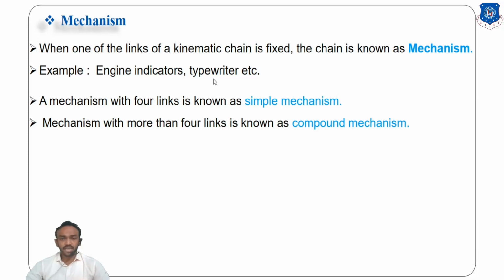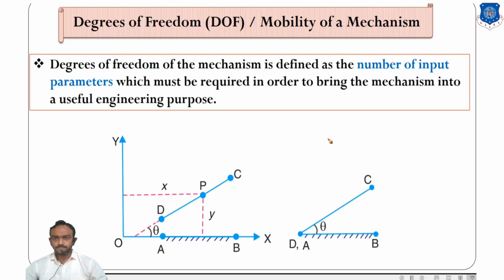Okay, as an example, you can see the engine indicator and typewriter, which are mechanisms, because they give motion as an output. We give some force and it gives motion as an output. If there are only four links, then it is called a simple mechanism, and if there are more than four links, then it is called a compound mechanism. Clear? Okay, we are going to start degree of freedom, also known as the mobility of a mechanism.